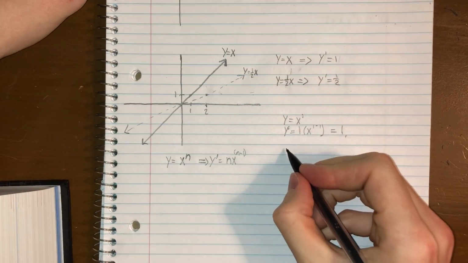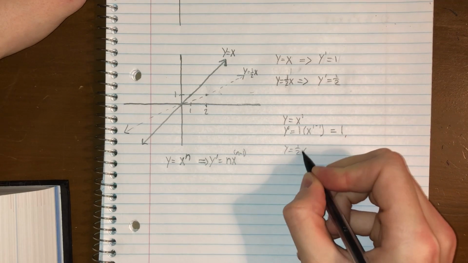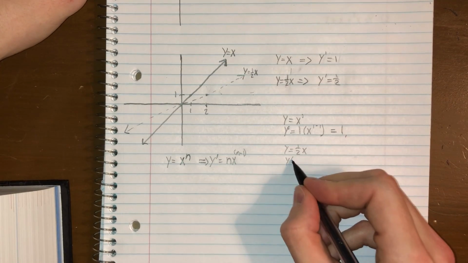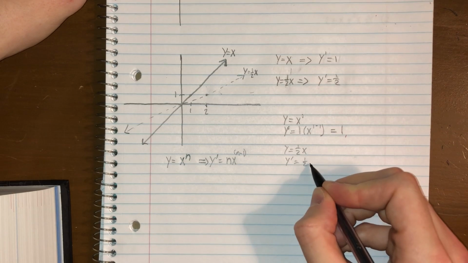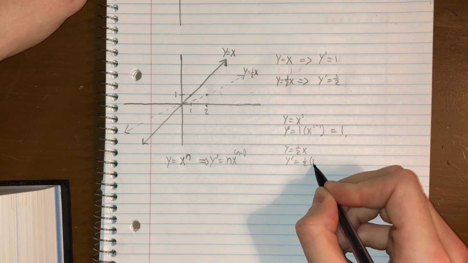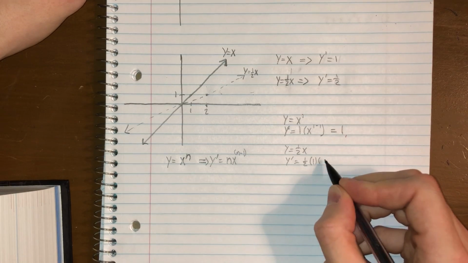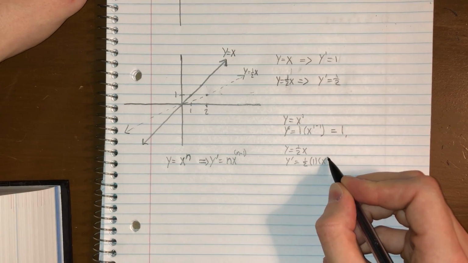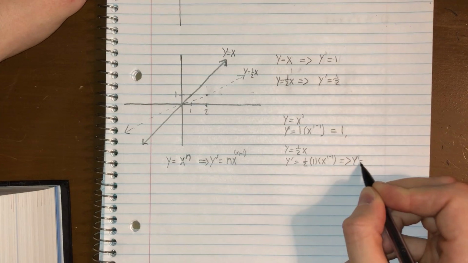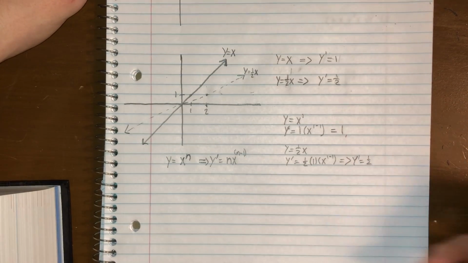Same thing here with y equals 1/2 x. It's just y prime equals 1/2 times 1 times x to the 1 minus 1. Therefore, y prime equals 1/2.